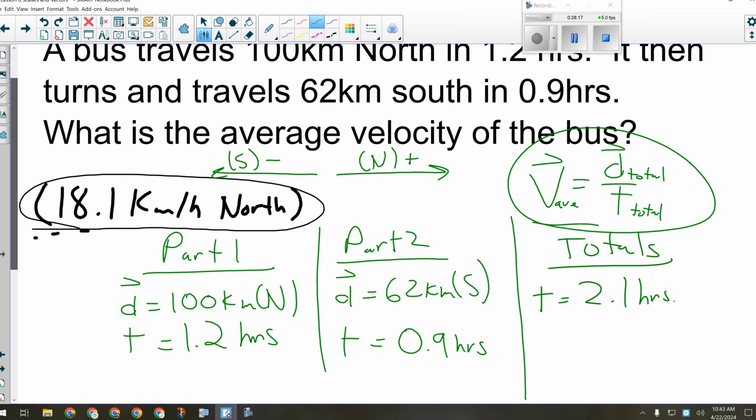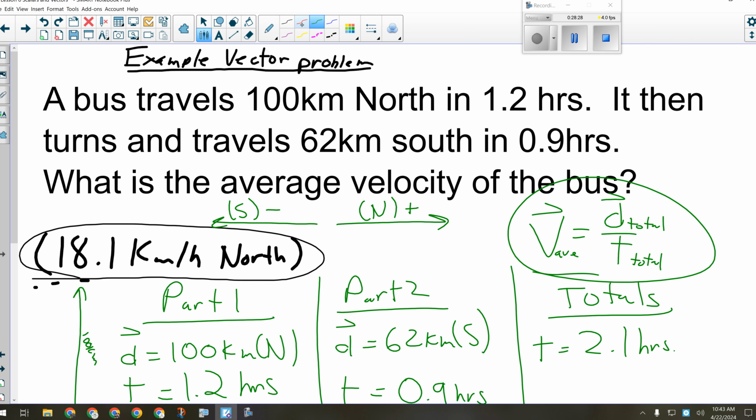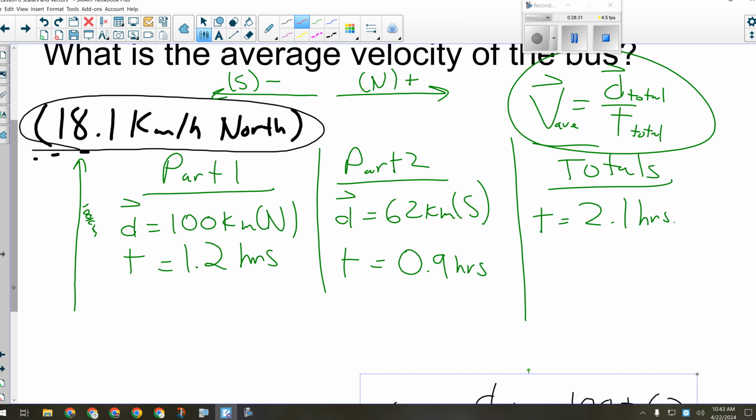Now for displacement. In this trip, essentially, what the bus does is this. It goes 100 kilometers north, and then turns around and goes 62 kilometers south. Everybody okay with that? I tell people all the time, draw a picture of the trip, visualize it. It often helps. So what that means is, this was my starting position, my initial position, and this is my final position.